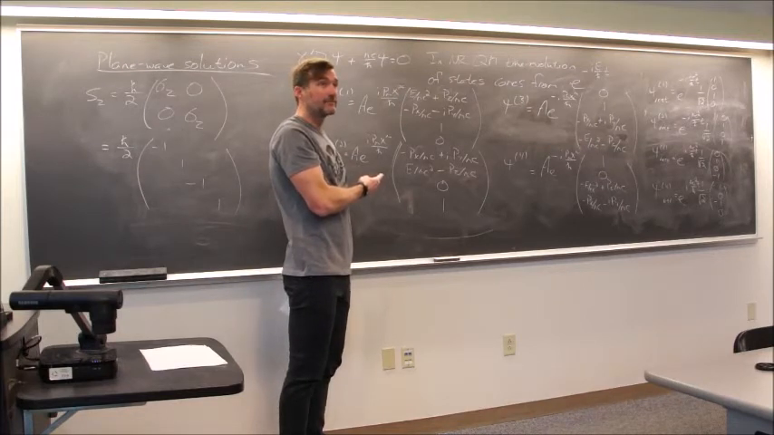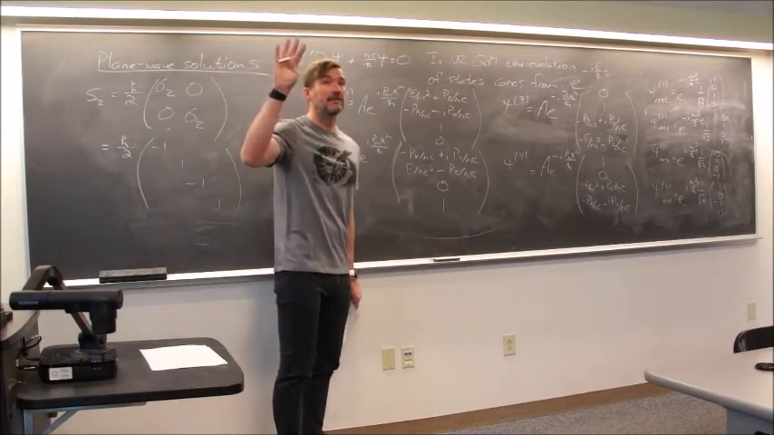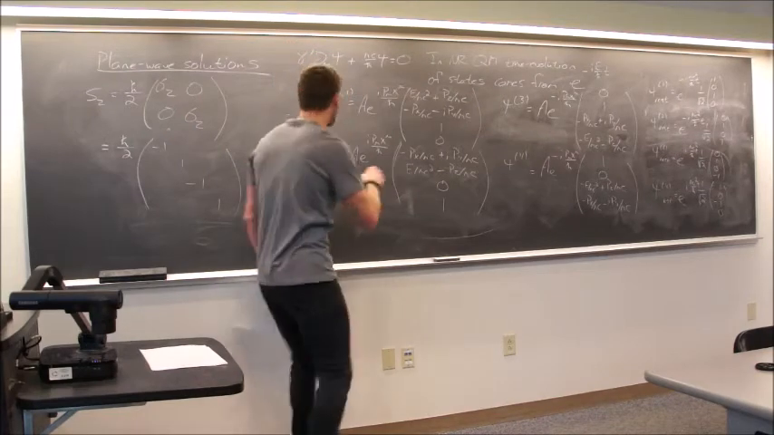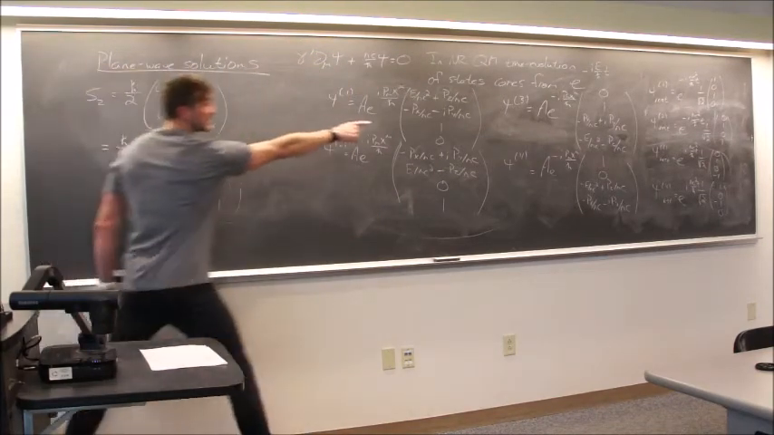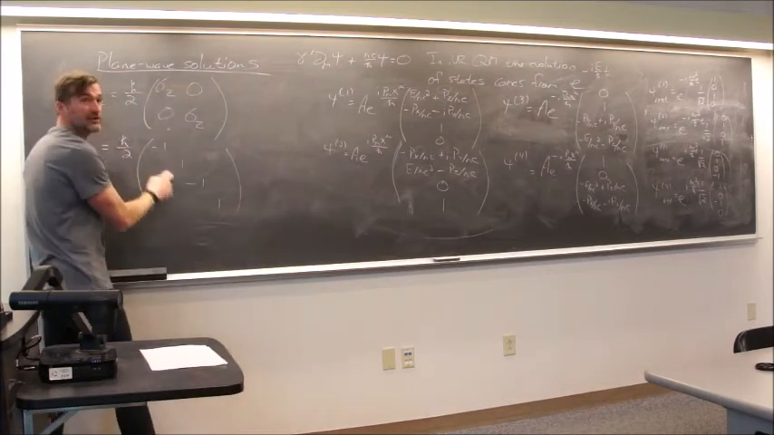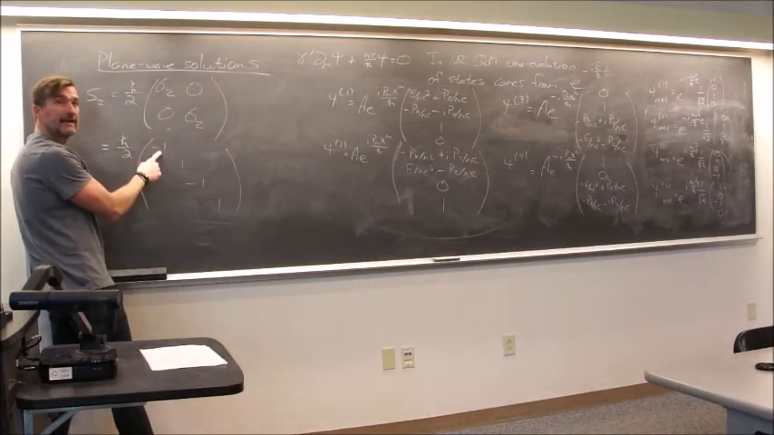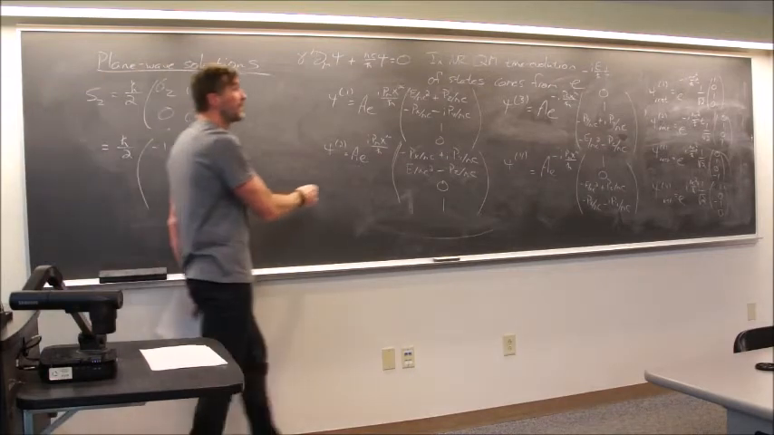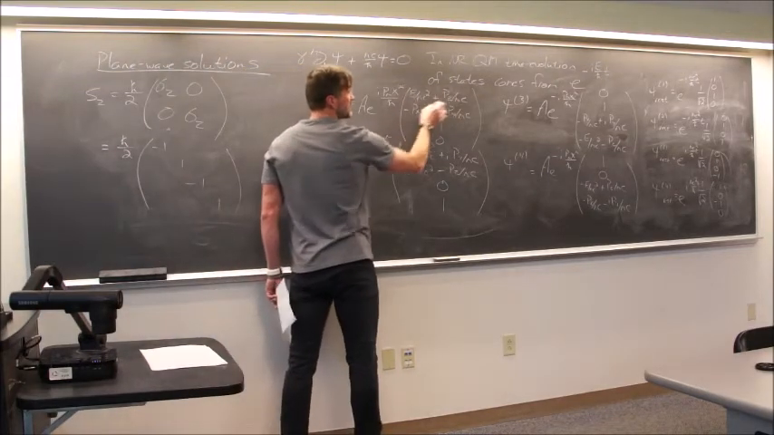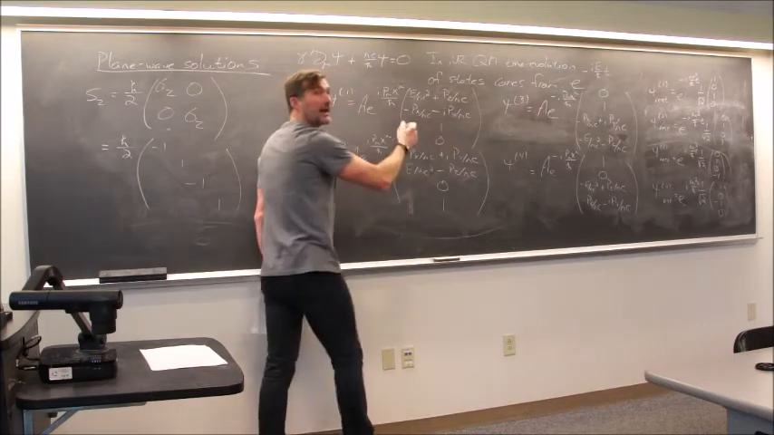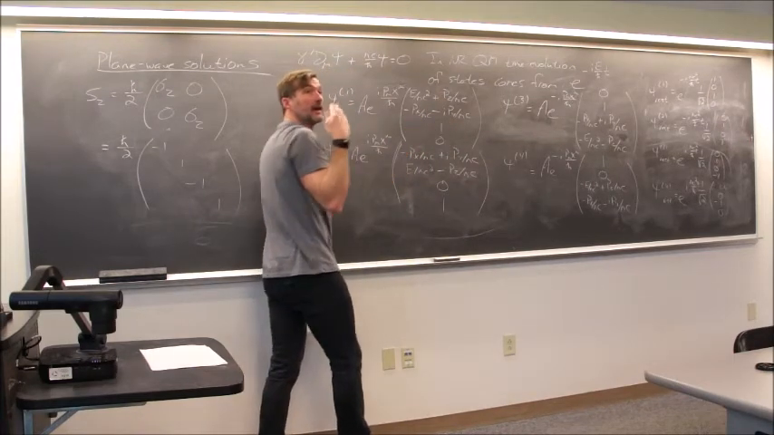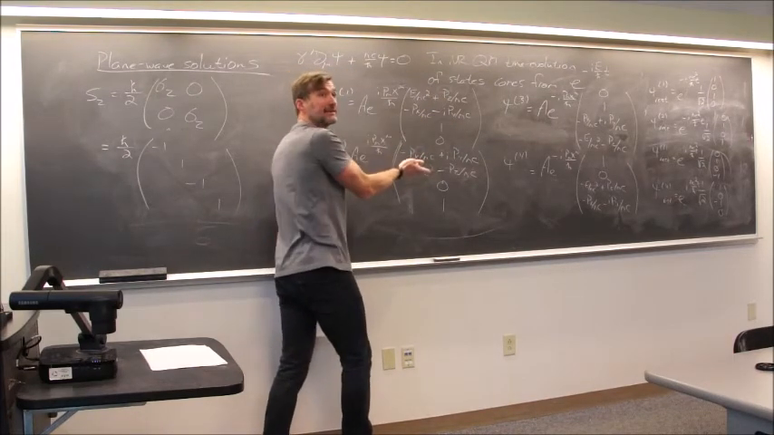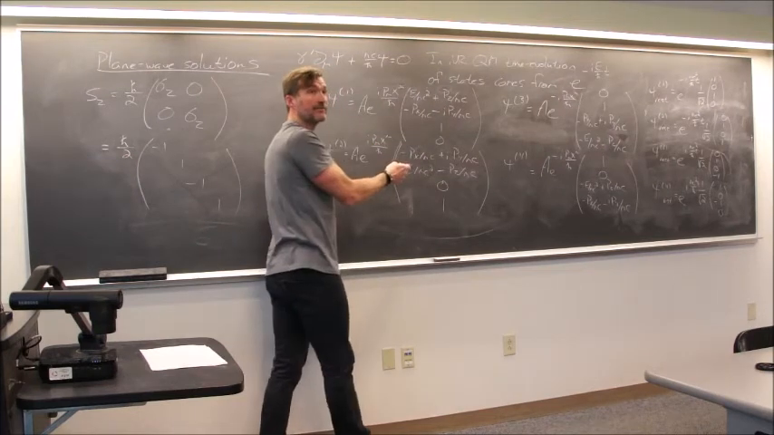Everybody see that? Raise your hand if you don't see it. You don't see it? Okay. When you hit this spinor with this matrix, the first term gets a negative, the second term gets a positive, the third term gets a negative. So this is going to become minus, plus, minus. I can't write that as an overall negative sign times this, because that would make all of them negative.